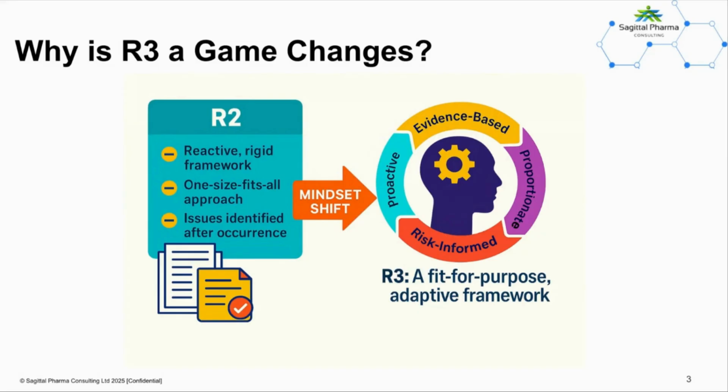So in summary, at the heart of R3 is the adoption of a proactive, risk-based quality management approach that anticipates and mitigates risks early. Instead of the R2 approach of waiting for issues to happen, then reacting by fixing the problem after it occurred, the R3 approach is to identify and control risks early, directing attention and resources to where they make the biggest difference.